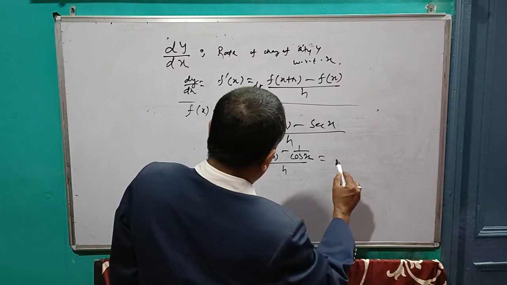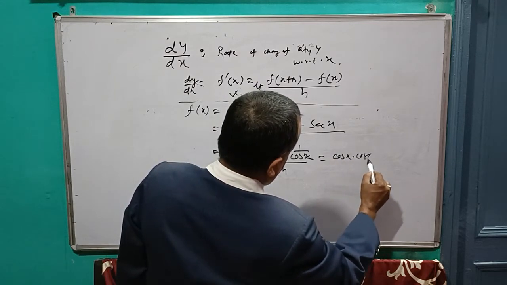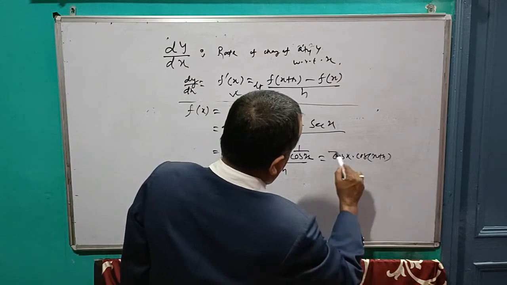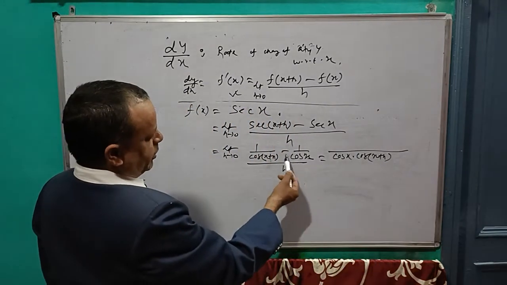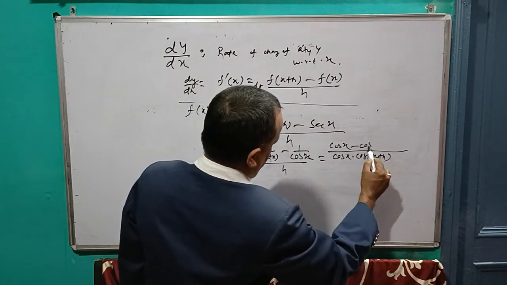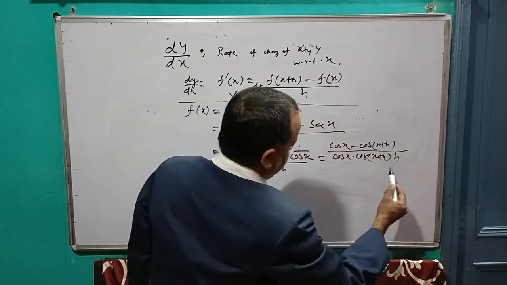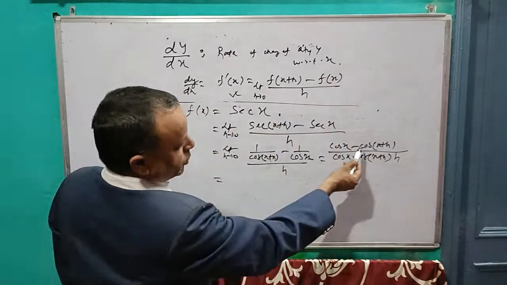See again what we are getting? The LCM is cos x into cos(x+h). What happens over here? This gets multiplied by this. 1 gets multiplied by cos x, and this becomes cos(x+h). And this is h. Limit h tends to 0. See what it comes to be? cos c minus cos d.